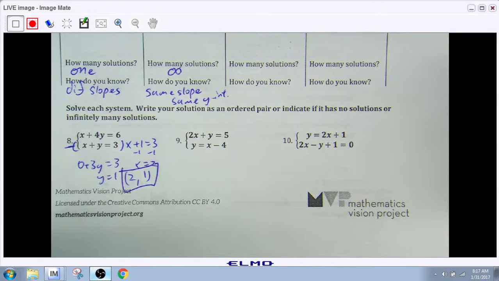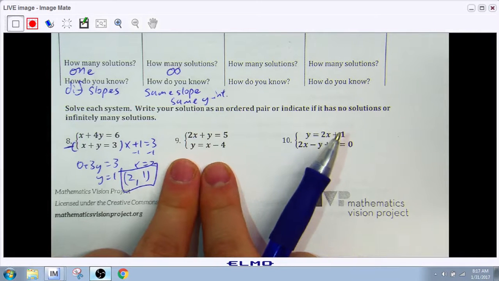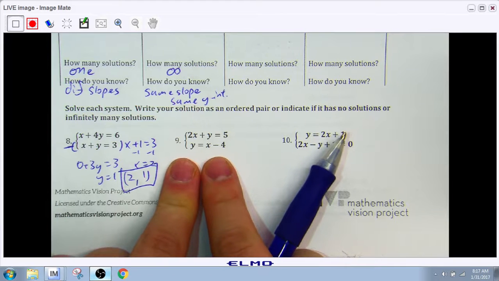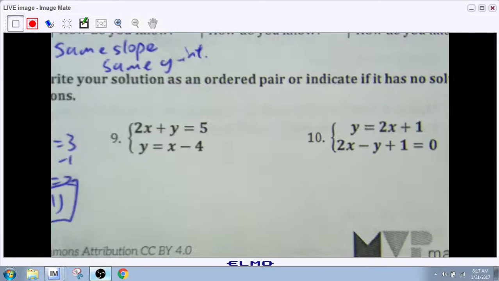Let's try a more complicated one. I'll go to number 9 here. What I see here is that they are not both in standard form or slope-intercept form. They are in different forms. And so this creates a little bit of a problem of how I should solve it. Go ahead and zoom in.